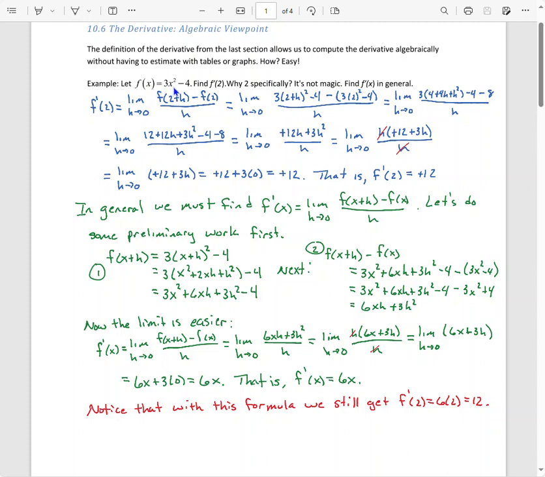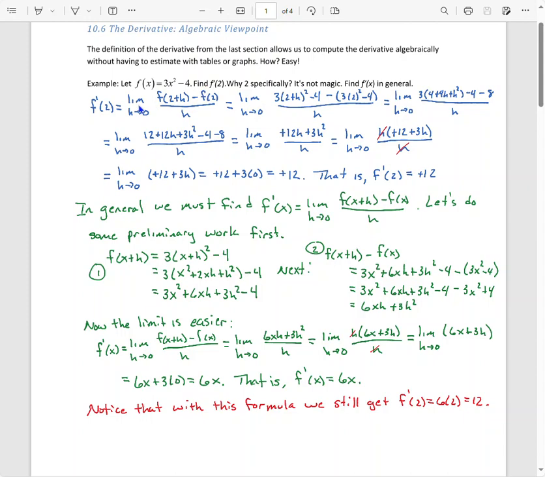Let f of x be 3x squared minus 4. We're going to find f prime of 2. Why 2? Why not? Whatever. We could find f prime of x in general. So I'm going to find f prime of 2 here in blue, and then in general, I'm going to move it to green. All right, so first part, find f prime of 2.